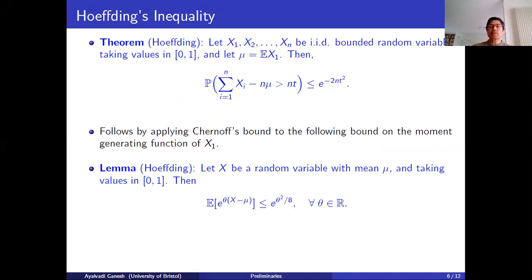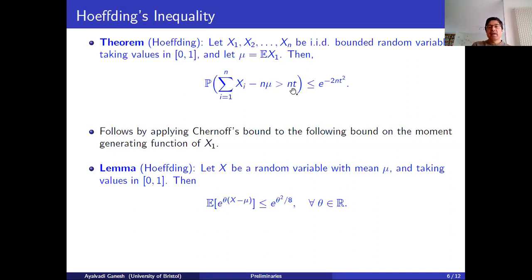So we have a sequence of IID random variables. The random variables have mean mu, and they are bounded. They take values in this bounded set 0 to 1. And we are looking at the probability that the sum of n of them deviates from its mean by at least nt. Or if you divide both sides by n, we are looking at the probability that the sample mean of the first n random variables deviates from the true mean mu by at least t.